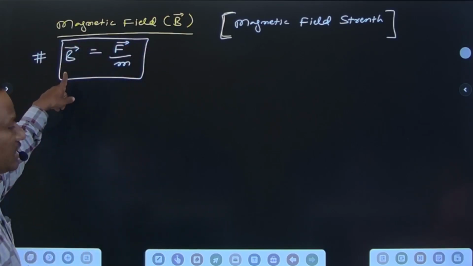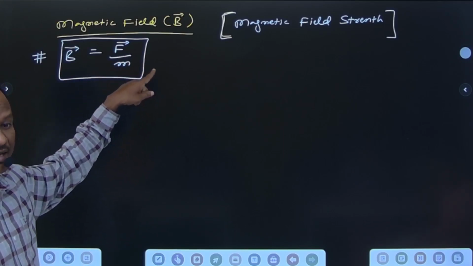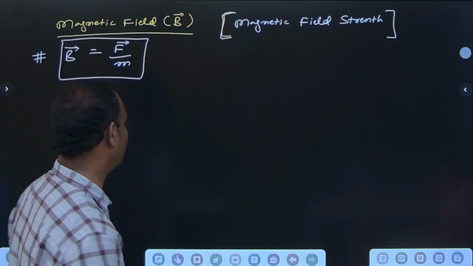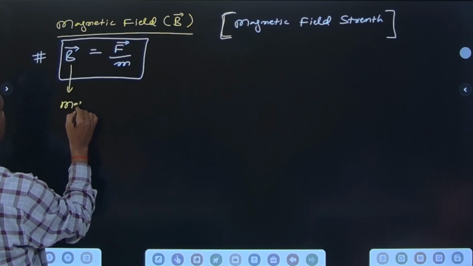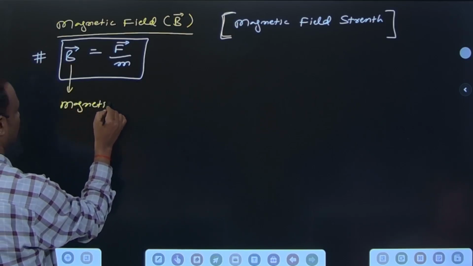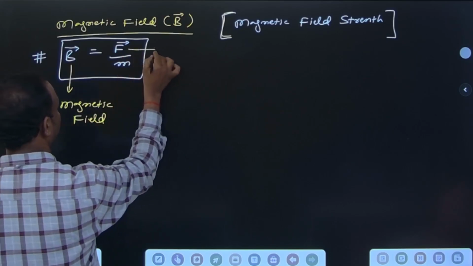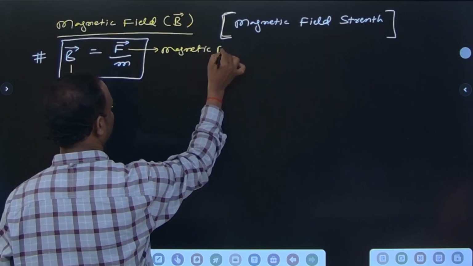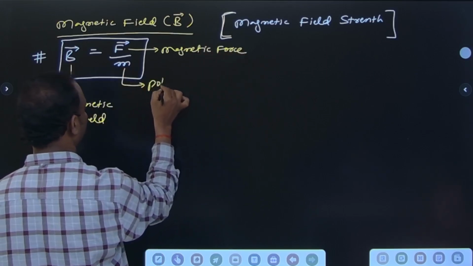So B bar stands for what? Magnetic field. F bar stands for what? Magnetic force. M stands for what? Pole strength. Yes, so please continue writing. This is the magnetic field, and this is the magnetic force. Next one, this is called pole strength.